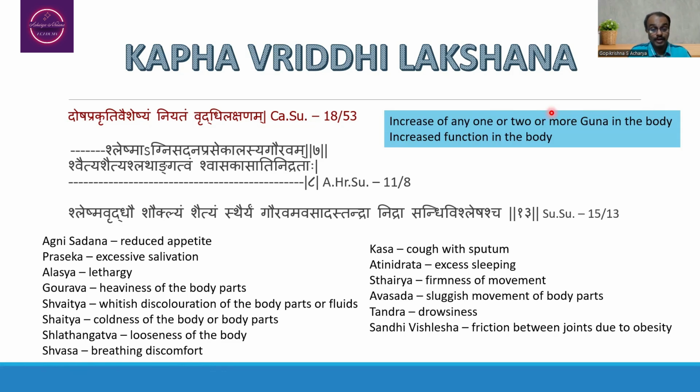Shlathangatvam, looseness of the body. Shwasa, breathing discomfort. Kasa, cough with sputum. Atinidrata, excessive sleeping or excessive sleepiness. Sthairyam, that is firmness that happens in the movement of the body or body parts. Avasada, sluggish movement of the body. Tandra, drowsiness. Then Sandhi Vishleshaha, that is friction that happens between the joints due to obesity.